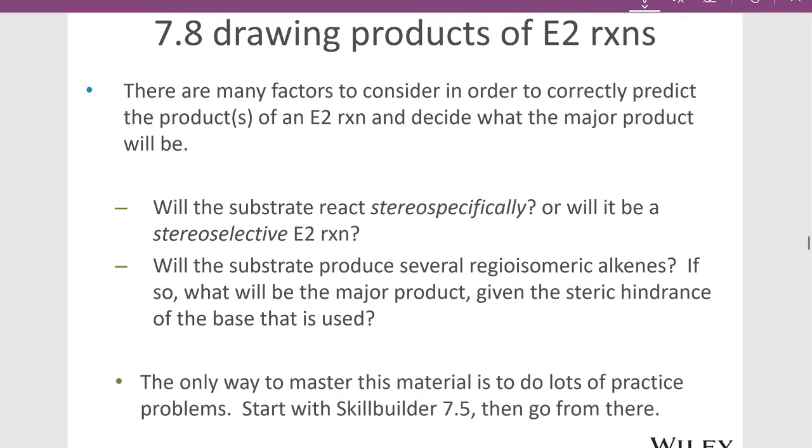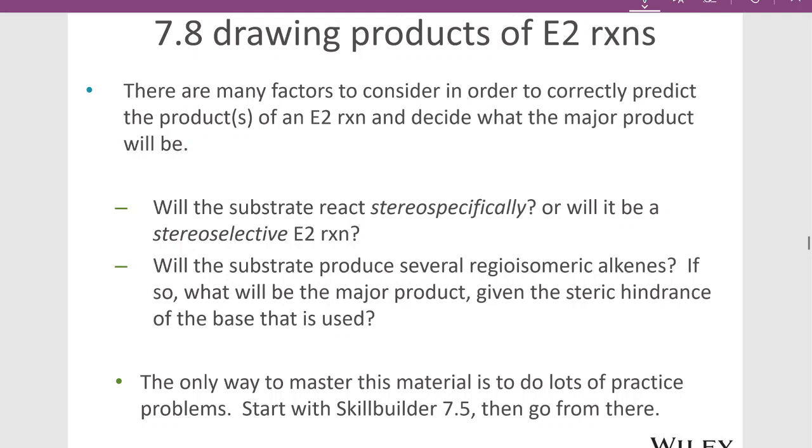So we have to consider a lot of factors when we're drawing E2 reactions, and also we're going to see at the end of this chapter that we even need to consider competing pathways like SN2 or SN1 or E1 reactions, which we haven't even talked about yet. And so this chapter has a lot of parts to it, and there are a lot of competing pathways for products.